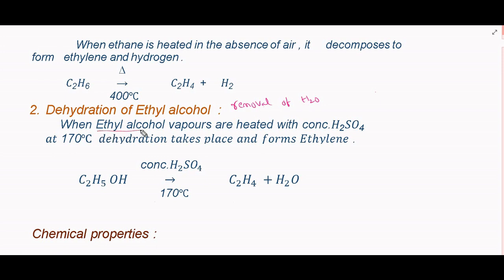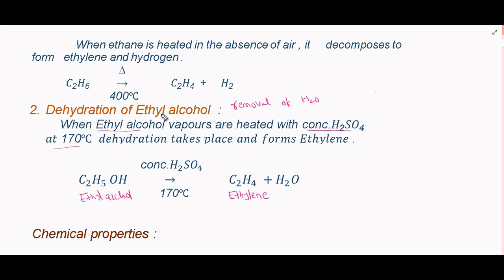So here is the reactant. When ethyl alcohol vapors are heated with concentrated H2SO4 at 170 degrees centigrade, dehydration takes place and forms ethylene. What is the reagent here? The reagent is concentrated H2SO4 at 170 degrees centigrade. So we are heating ethyl alcohol with concentrated H2SO4 at 170 degrees centigrade. Dehydration takes place and it gives us ethylene, by elimination of a water molecule. This is the second preparation method, from dehydration of ethyl alcohol.